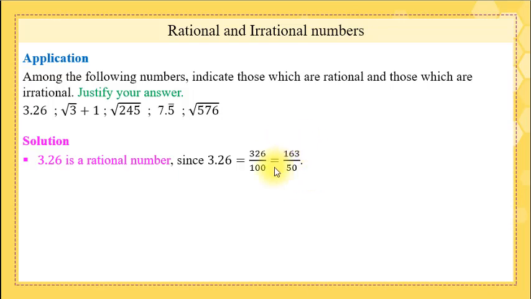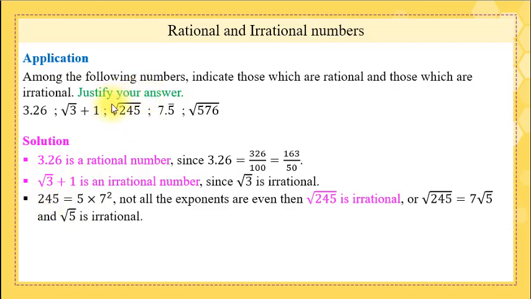So we can write it in the form of a fraction, so it is a rational number. The second one, we have an irrational number plus 1. And when we add an irrational number to an integer, we finally get an irrational number. So this is irrational. Radical 245, we write the prime factorization. One of the exponents is odd, so not all the exponents are even. Therefore, radical 245 is irrational.